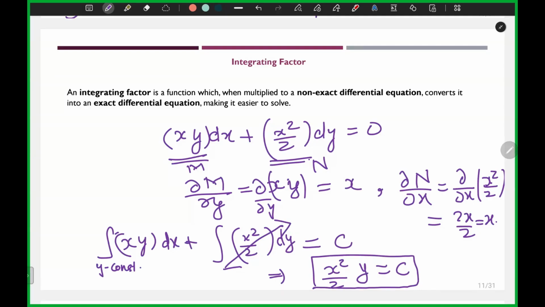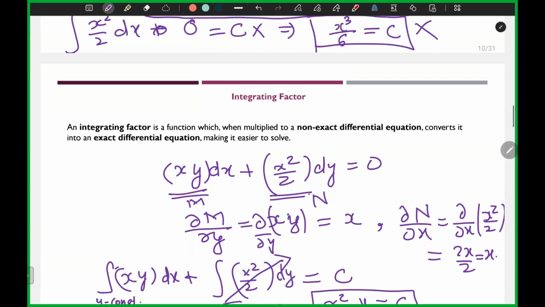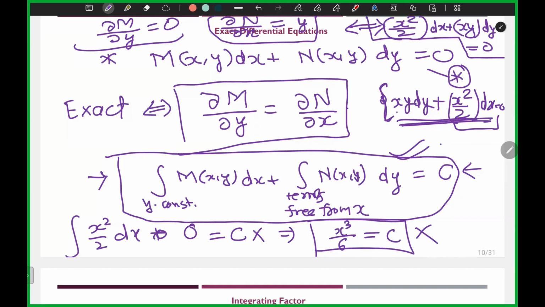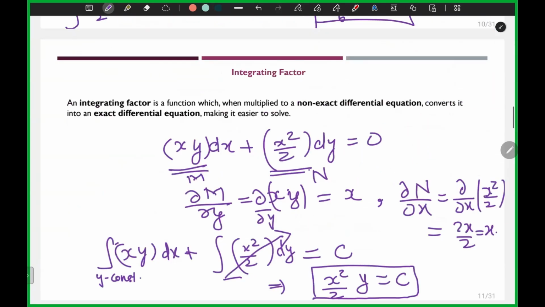So also we can check the last part. If I stop here, I haven't checked that we found the solution, and I haven't checked that what we have got is correct or not. So here we can check as well. You have to take the derivative on both sides.